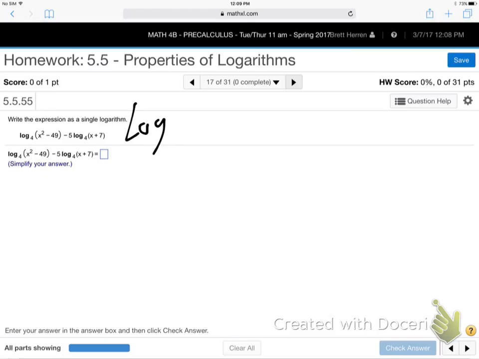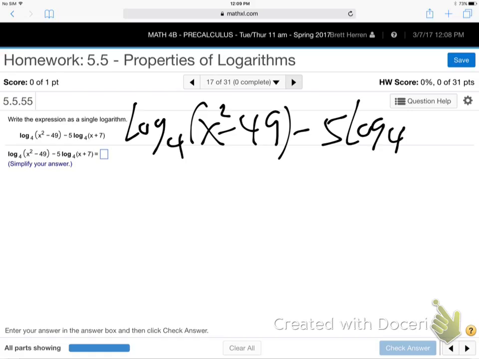Log base 4 of x squared minus 49, minus 5 log base 4 of x plus 7. Okay. So combine those. Again, we're crunching 2 logs into 1 log, right? Put them together into 1 log. What are you going to do with that 5 that's in the front of the second log? Exponent. Yeah, power. It's going to shoot up to the power zone, right?